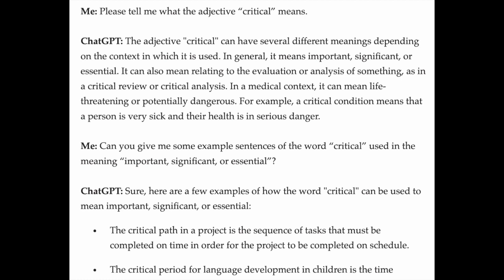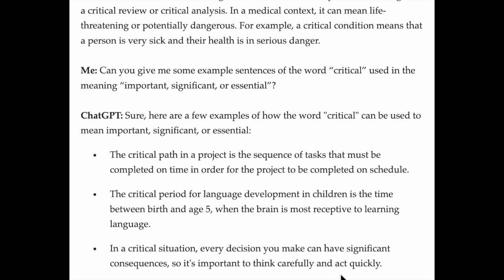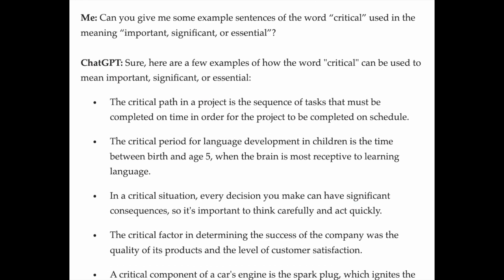Interesting, the first paragraph doesn't include the meaning to say bad things about people, to say negative things, which is maybe the most common meaning in conversation. It gives a meaning important, and relating to analysis, evaluation, and also a medical meaning. After getting those definitions, which were all fine as far as they went, I asked for some example sentences. Can you give me some example sentences of the word critical used in the meaning important, significant, or essential? So I focused on one particular meaning.